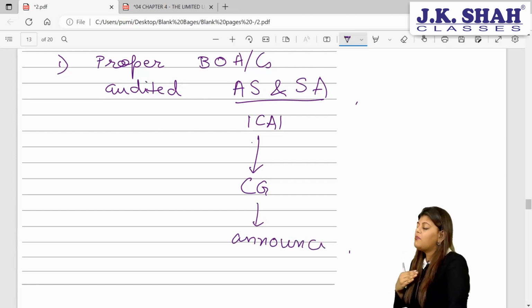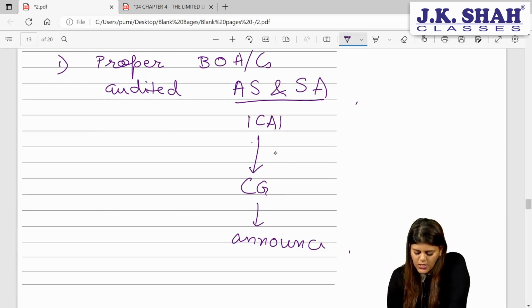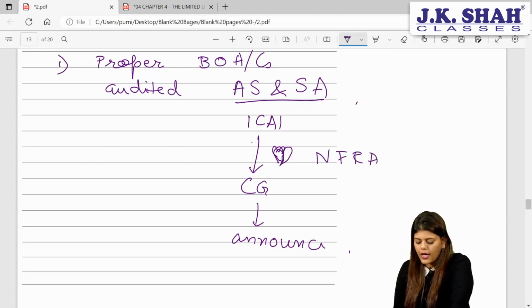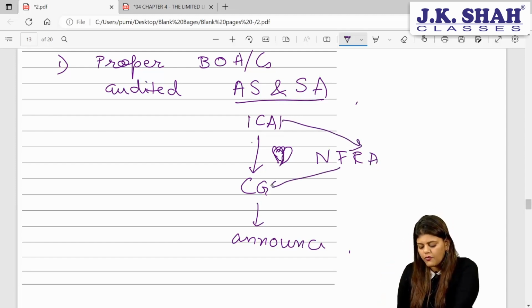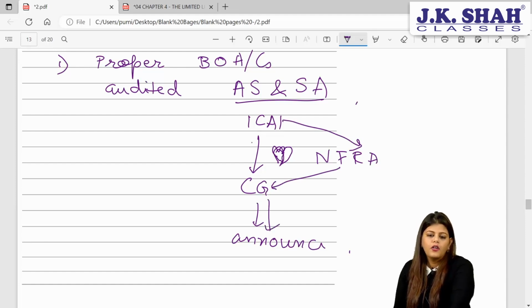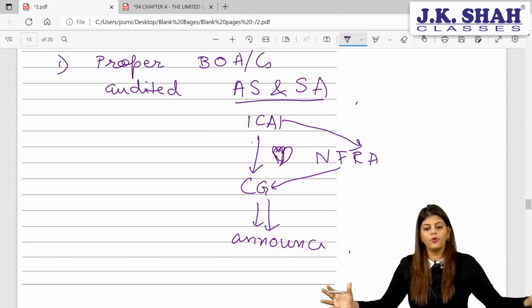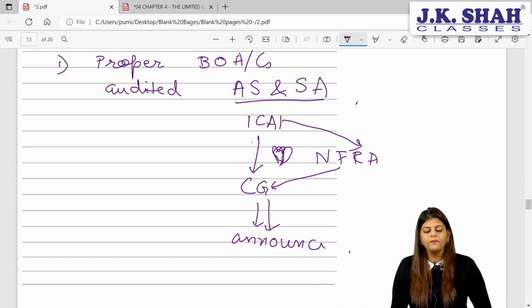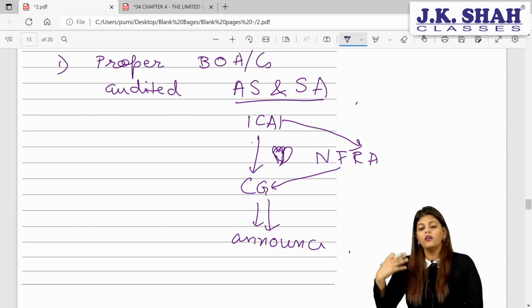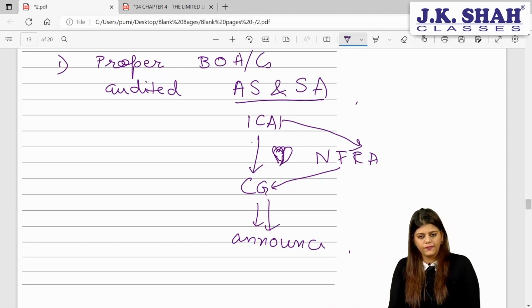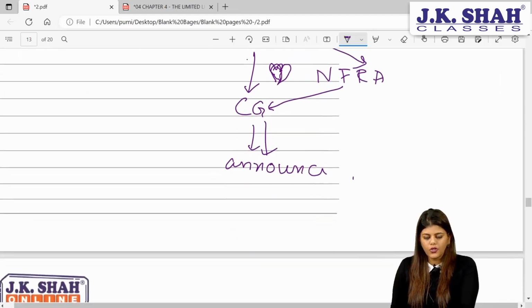But now, between ICAI and the central government, there is someone coming in, and that is NFRA, the National Financial Reporting Authority of India, which is formed under the Companies Act. NFRA says, wait ICAI, you have to tell this to us, we will inform the central government and they will announce. So basically they don't believe us completely. You first get it confirmed by them, show it to them, and make whatever changes they prescribe, and then this will be forwarded to the CG. So make proper books of accounts and follow the standards.